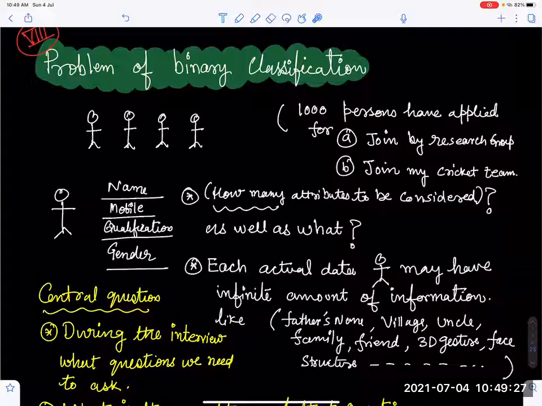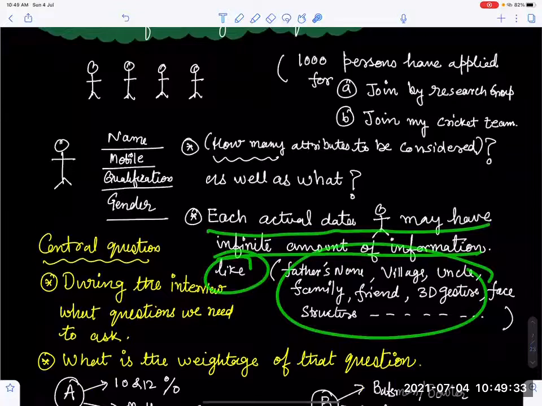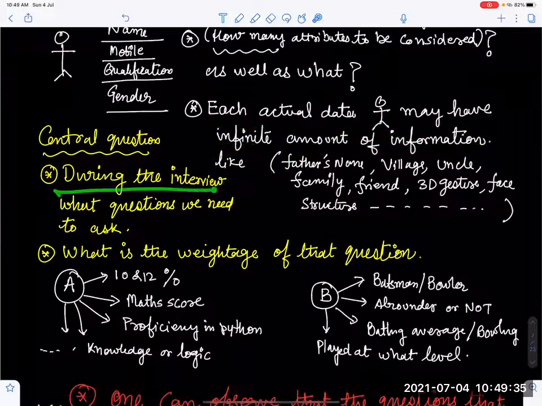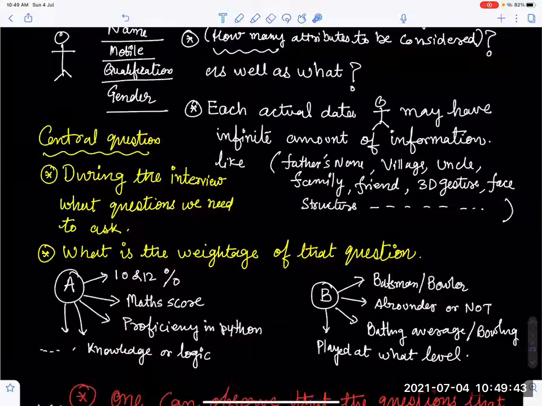So actually my data has an infinite amount of information like this. And the central question is that during the interview, what type of questions do I need to ask? And then how much weightage each question is going to have. Each question may have a different weight. In an exam you can see that, right? Some questions are very easy, some are difficult, and each of them has a different weight.